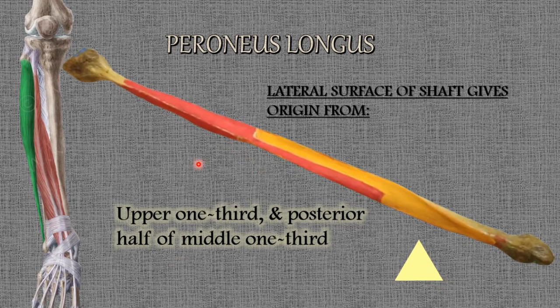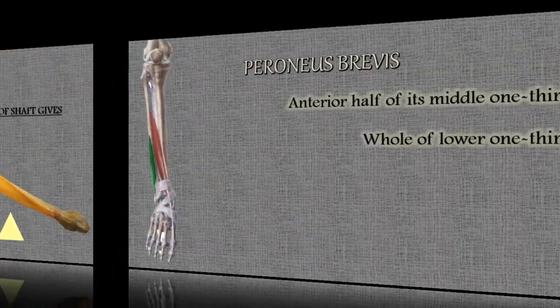So this is the anterior half and this is the posterior half. This is Peroneus longus, taking origin from the upper one third plus the anterior half of the middle one third. This highlighted in red is the origin of the Peroneus longus muscle. As you can see in this diagram, this highlighted in green is the Peroneus longus muscle, the muscle of the lateral compartment of the leg. So I hope we are clear.